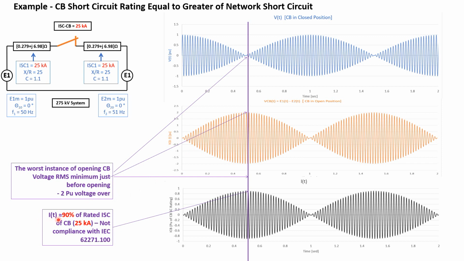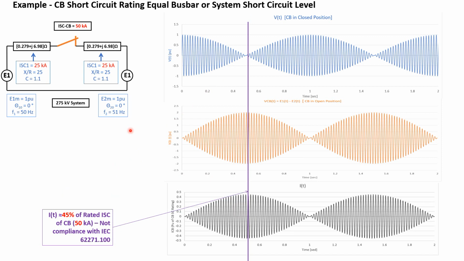And then the current passing is almost 90% of the short circuit rating of 25 kA. Then it's not in compliance with IEC 62271-100, which should be 25% in this case. It is 90%. So we're going to the next, and we're increasing the circuit breaker short circuit setting to 50 kA, basically the short circuit level of the system, not 25 kA.